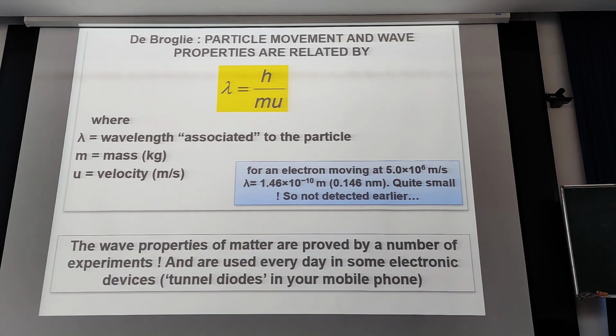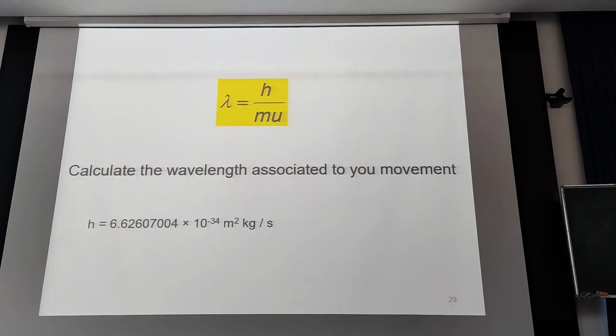So the wave properties of matter are proved by a number of experiments. We will not go into detail. Maybe a very fun calculation: can you calculate the wavelength associated with your own movement? Given that you know the mass and how fast you can move, right? Try to do it at home.